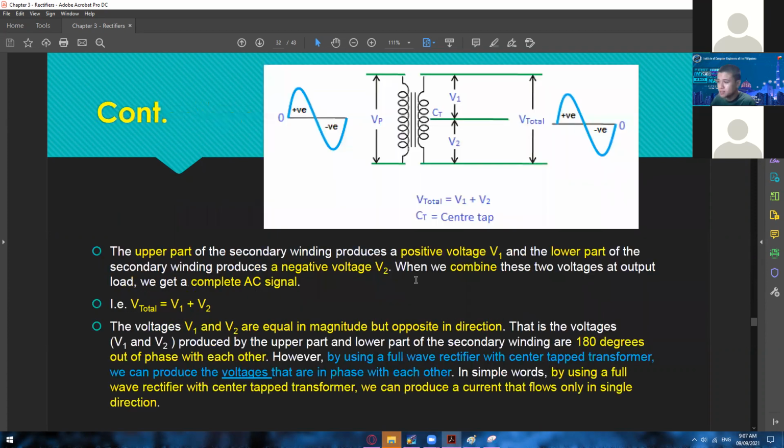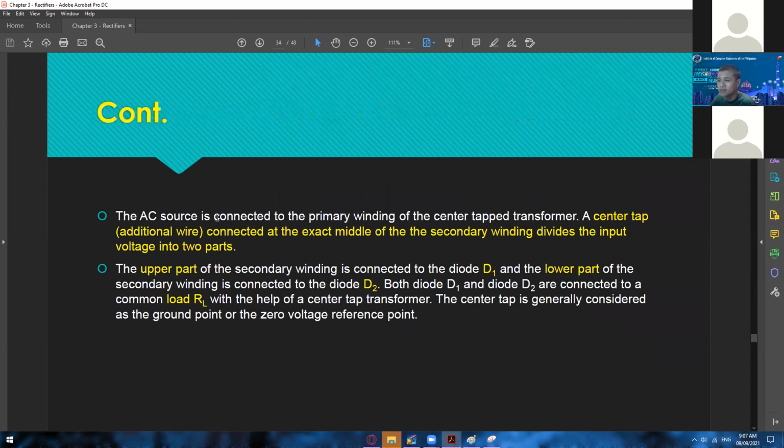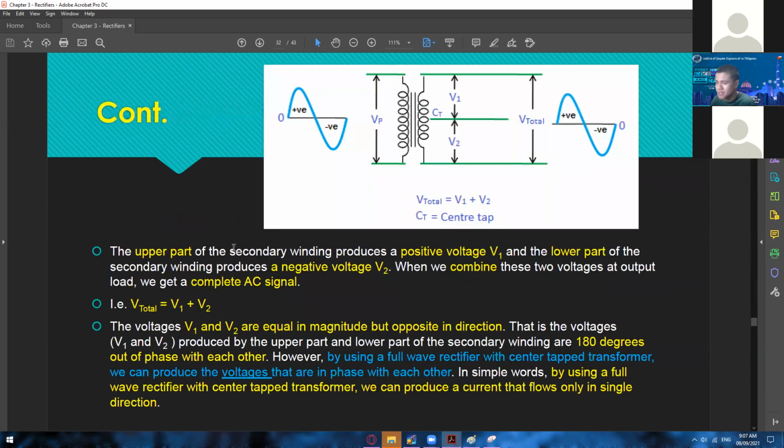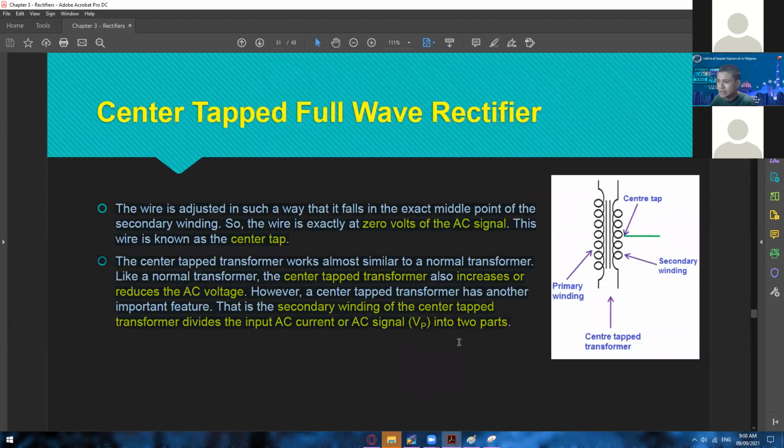Okay, so in here it has a lot of explanations, so I will leave the reading part to you guys. I will just mention the important things when it comes to a center tap rectifier. A center tap rectifier is a rectifier wherein it converts AC to DC. It has the capability to increase or decrease the AC voltage.